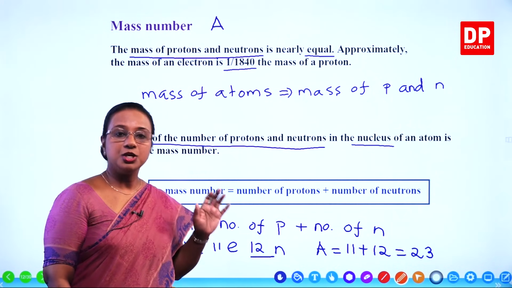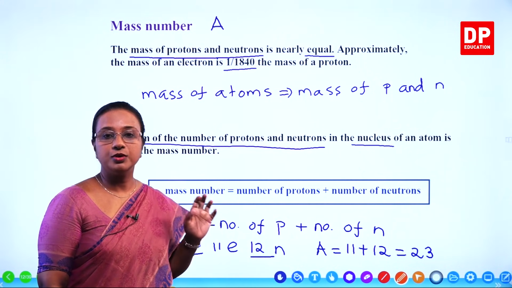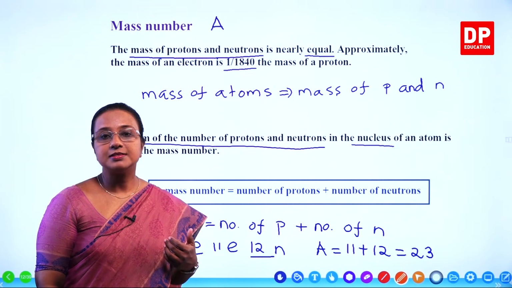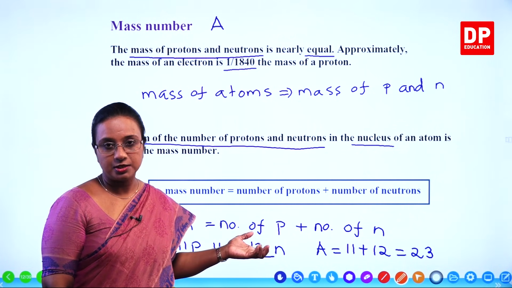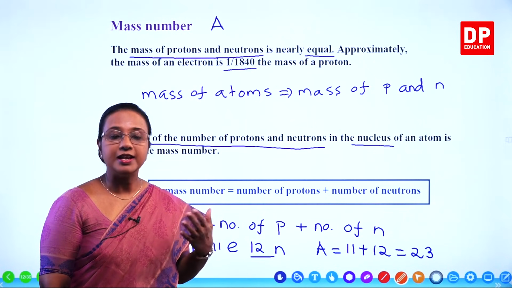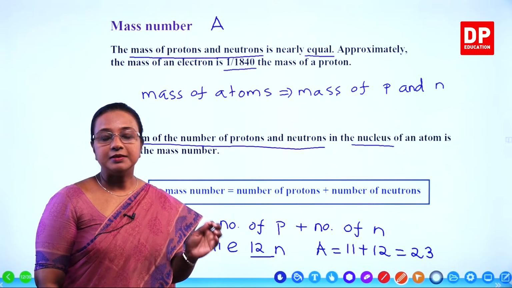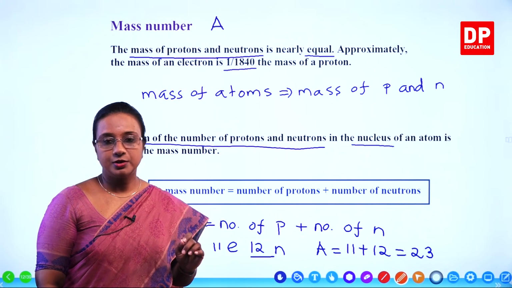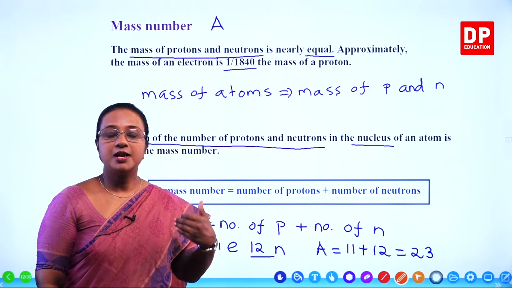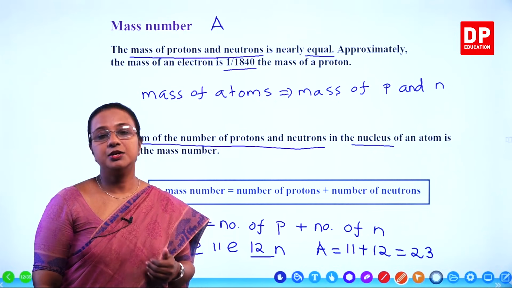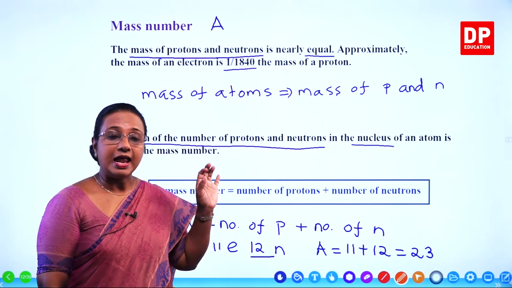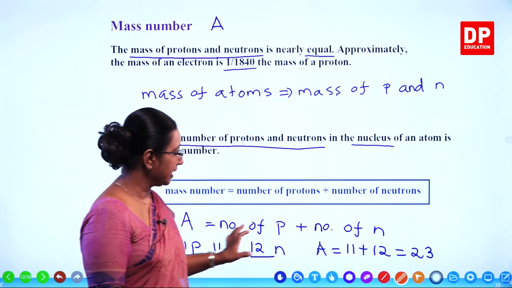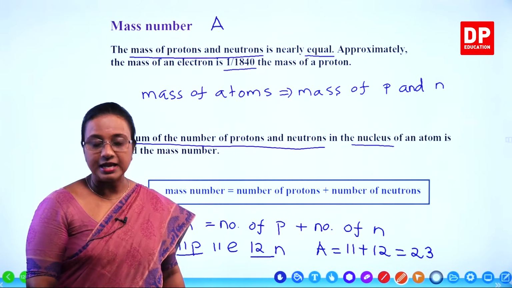So students, you have to remember how you should calculate the atomic number and the mass number for an element or an atom of an element. Atomic number is equal to the number of protons, mass number is equal to the sum of number of protons plus neutrons. And the atomic number is a unique property. We will see the mass number can vary.